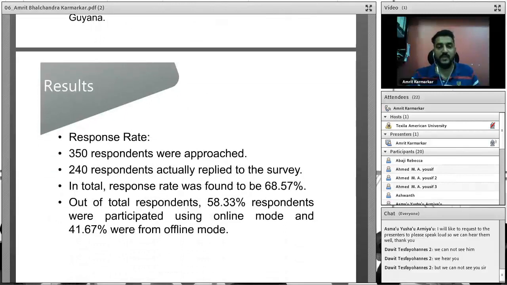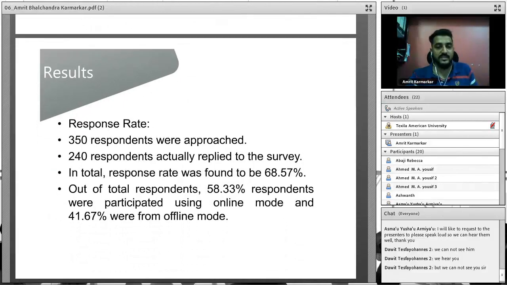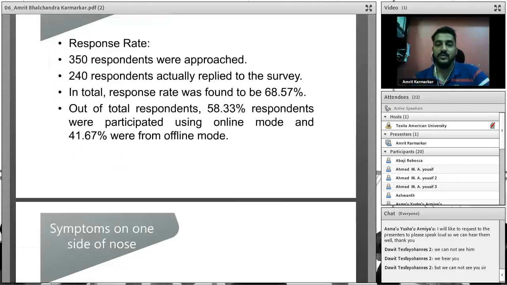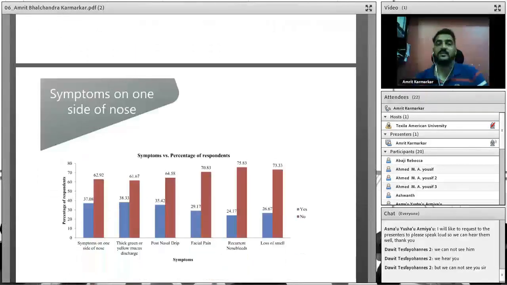Out of the respondents we approached, around 350, we got 240 responses for this survey. In total the response rate was 68.57%, and out of these total respondents 58% were online and 41.67% were offline.